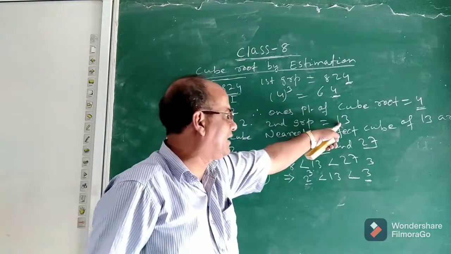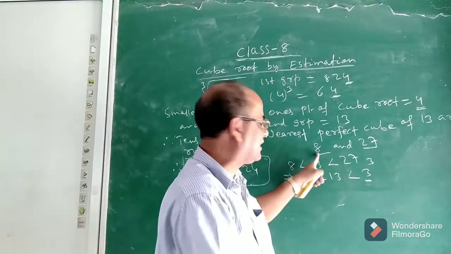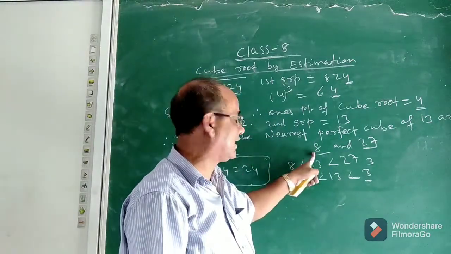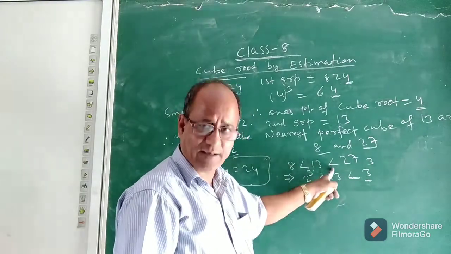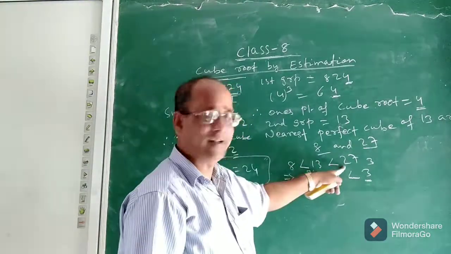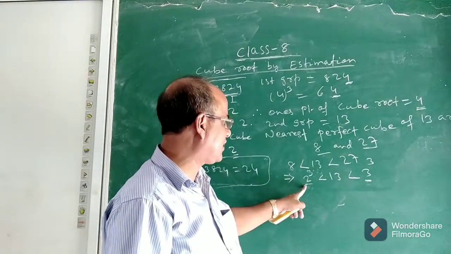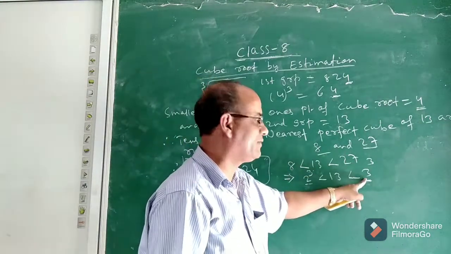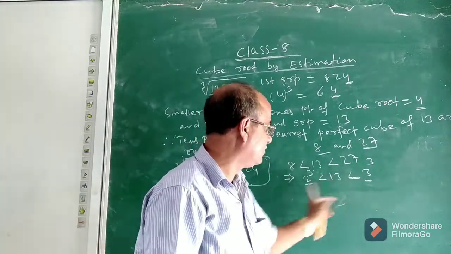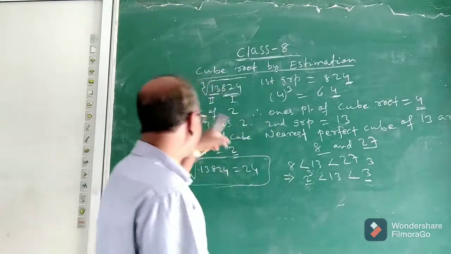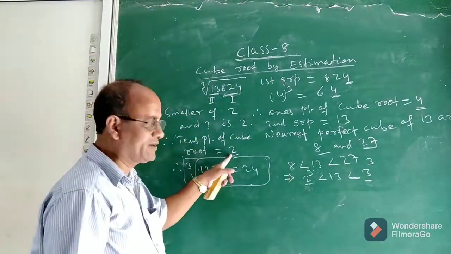Here the second group is 13, so the nearest perfect cubes, one less than 13 and one more than 13, are 8 and 27, such that this inequality is satisfied: 13 is less than 27 and greater than 8. Now in place of 8 you write 2 to the power 3, in place of 27 you write 3 to the power 3. Now between 2 and 3, whichever is smaller will be the tens place of the cube root. That means it is 2.